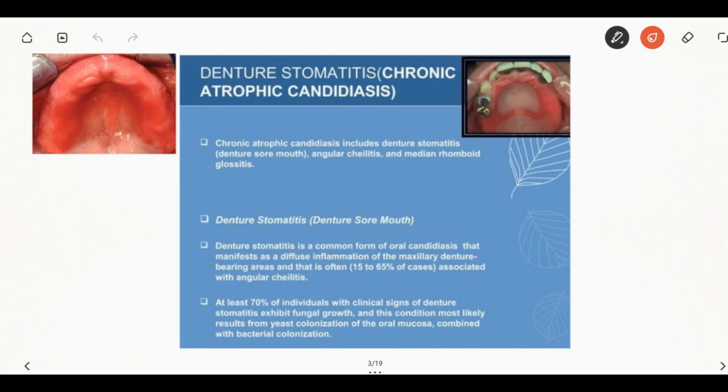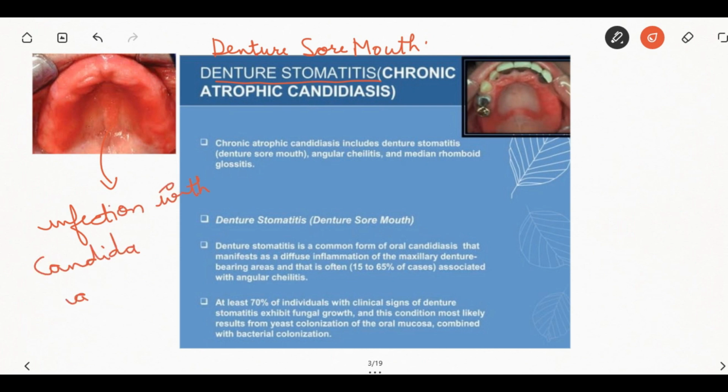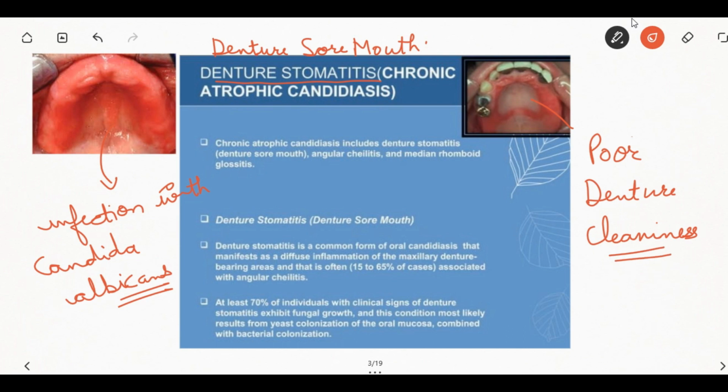Second comes the generalized inflammation, that is the denture sore mouth or denture stomatitis. A denture sore mouth is an uncommon condition that occurs in patients who may or may not have a new set of denture. Some cases of denture sore mouth are related to infection with Candida albicans. So poor denture cleanliness is associated with a severe inflammation. Other causes can be continual denture wearing and poor oral hygiene habits.